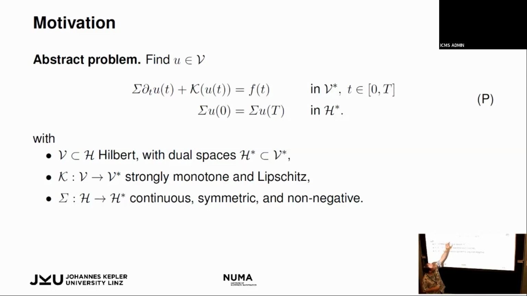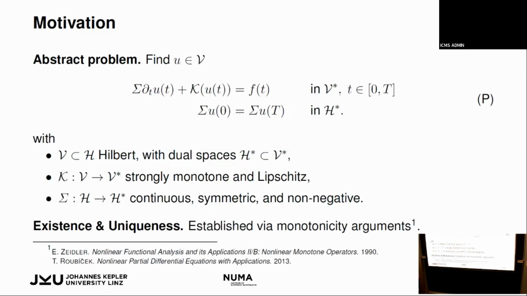So how can we write this down as an abstract problem? We have a strongly monotone and Lipschitz operator K that takes the spatial part. Then we have our time derivative, and in front of it a continuous, symmetric but only non-negative operator sigma. And again, we have our periodicity. Existence and uniqueness of this problem is well understood. It can be established very easily with a strong monotonicity argument, and you can find it, for instance, in the book by Seidler. However, this proof is based on compactness arguments, so it doesn't really give you a method to solve this problem.